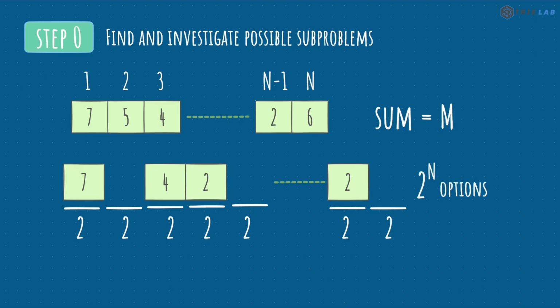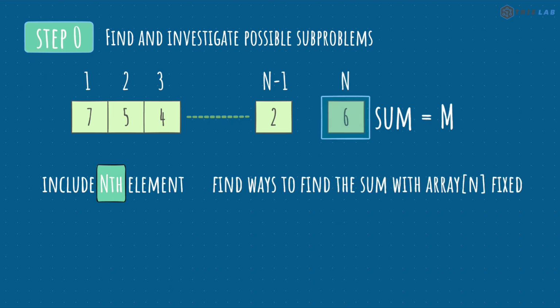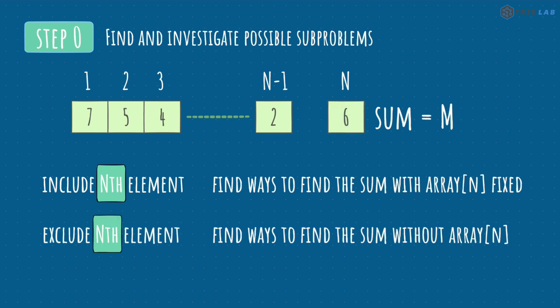That is, there are 2 to the power n possible options, and we need to find all these possible ways and consider only those that actually sum up to m. To rephrase, we can either include the nth element to find all possible ways of finding the sum with the nth element included as part of the sum, and we should also exclude the nth element to find all possible ways of finding the sum without the nth element present as part of the possibilities.